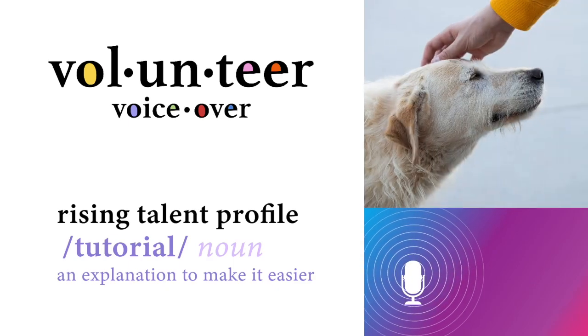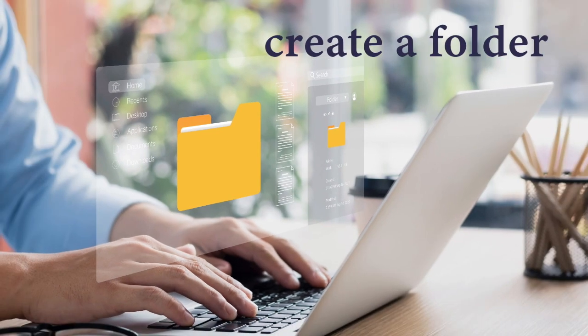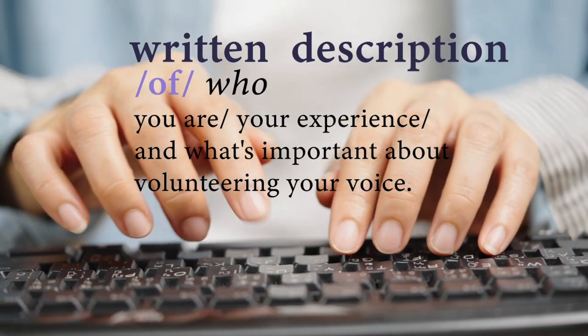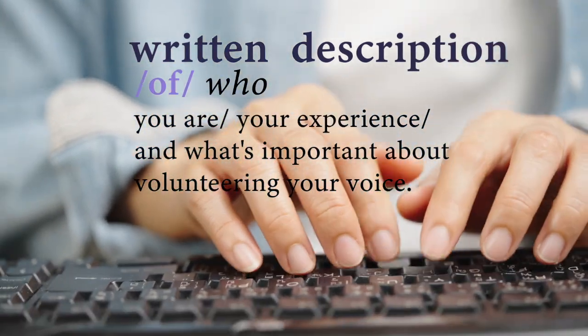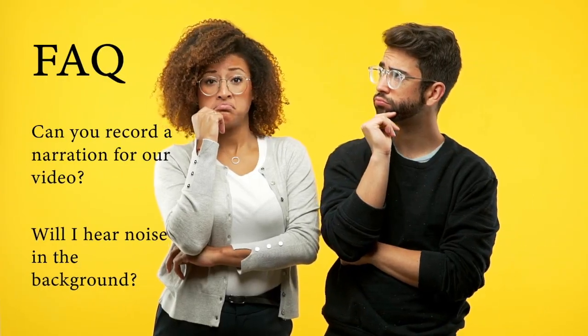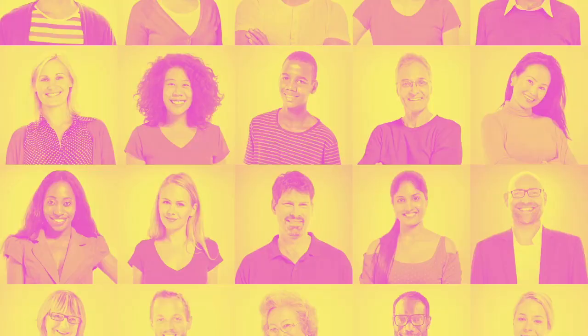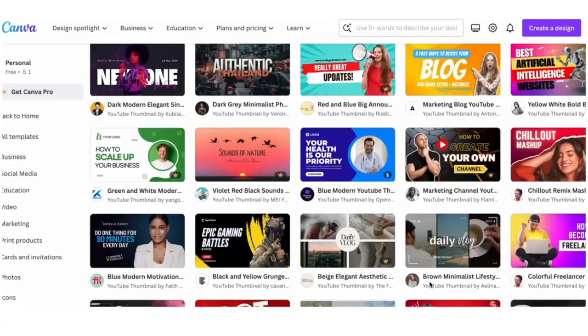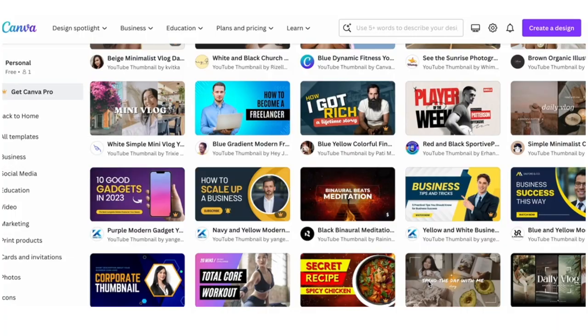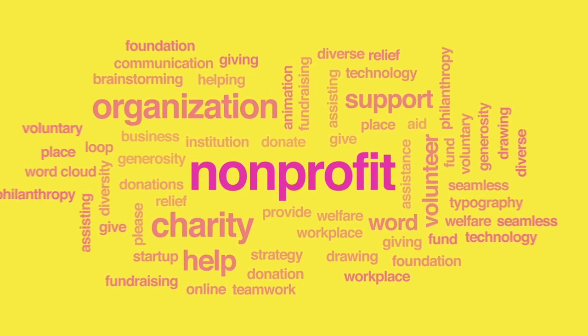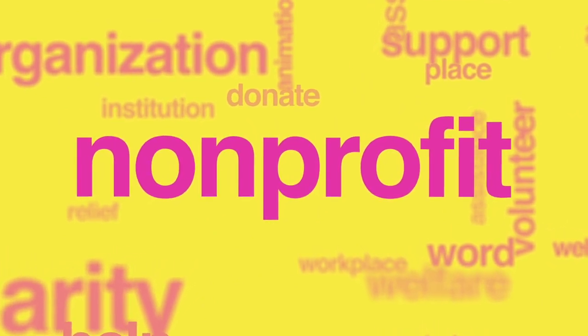Here's what you'll need before you start. A desktop folder with all the files you need to complete your profile, which includes a written description of who you are, your voiceover experience, and what excites you about volunteering your voice, a handful of questions and answers, a good quality headshot, and your thumbnails to add to your video and audio files. Canva is a great place to create professional-looking thumbnails, and the size should be around 1200 by 700. A solid profile makes a lasting impression with your potential nonprofit organizations.